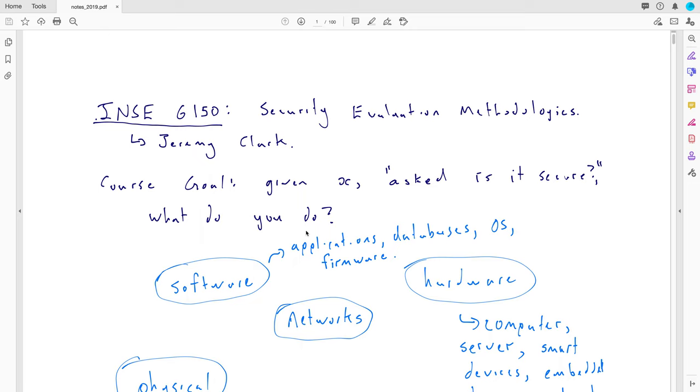Yeah? Is it the same as penetration testing? So let's use that as an example. Penetration testing is a methodology. This course is about methodologies in general, so one methodology might be pen testing, right? Pen testing is, if you don't know, in terms of network security: you have a server, you have known vulnerabilities, you run the known vulnerabilities against the server, and you try and see whether any of them lead to an exploit of the server.